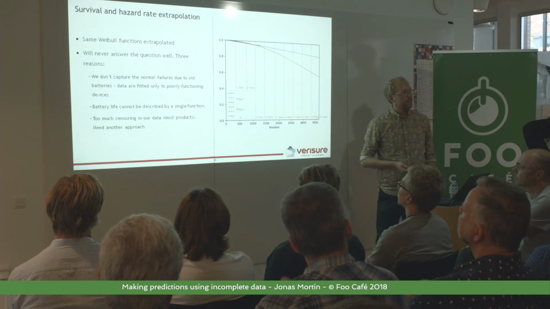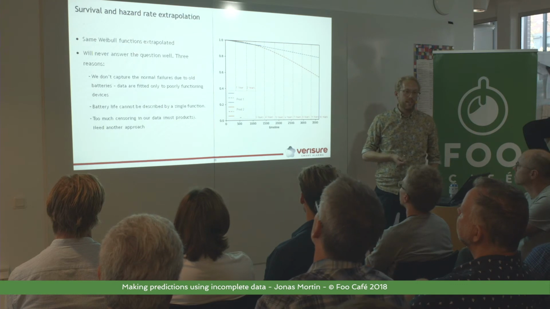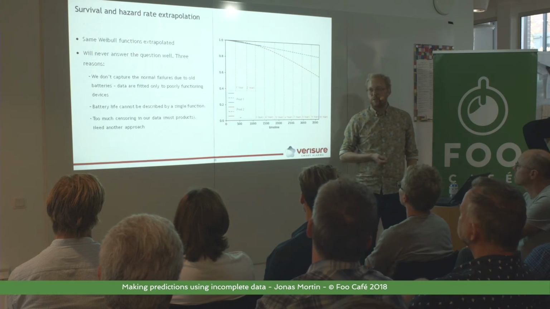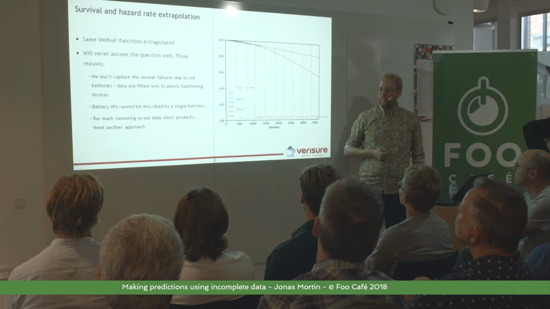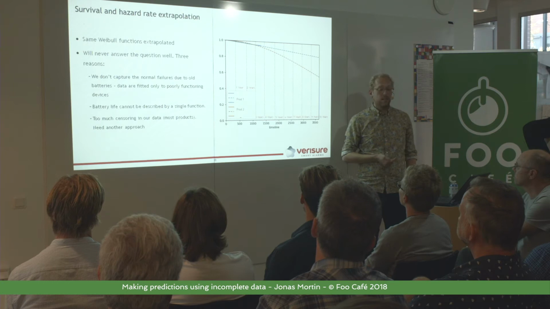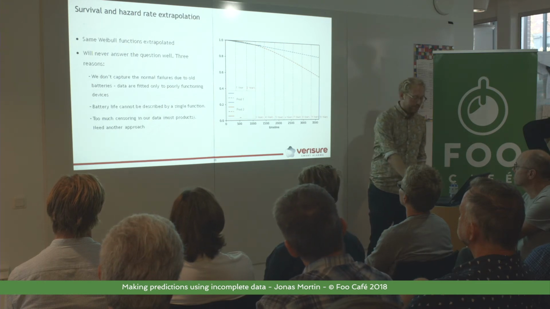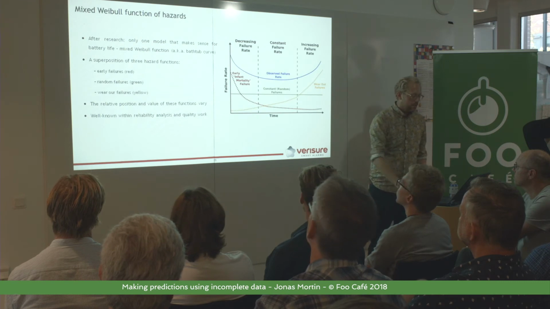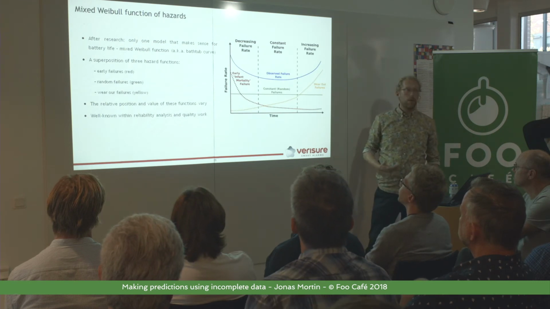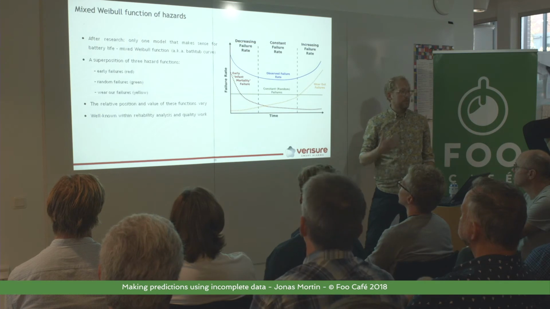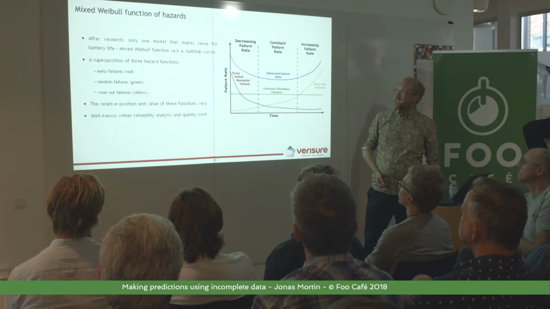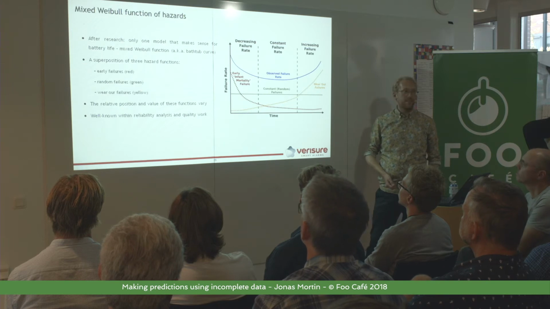97% is very much. When I started reading about this and I asked the internet in different forums, when there's extremely much censored data, how much is it? And most of them said, well, if you're over 70%, it's a really difficult problem. And we're at 97%. So we have a lot of censored data. So after doing some research, there's only one model that makes sense when you work with batteries. And it's the mixed Weibull function, or the bathtub curve.